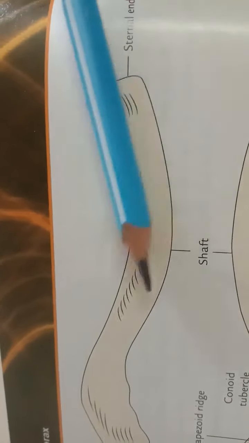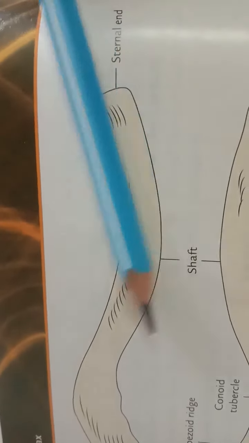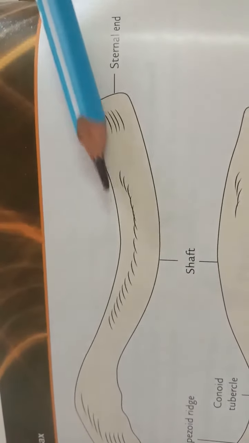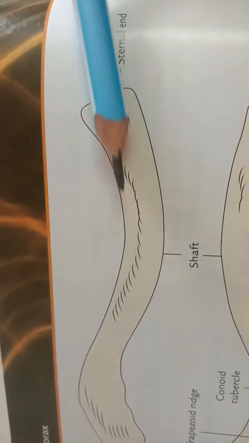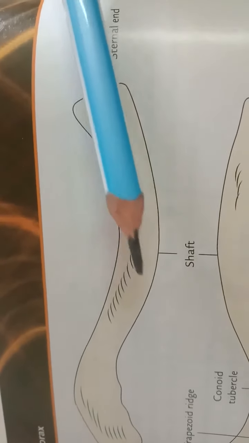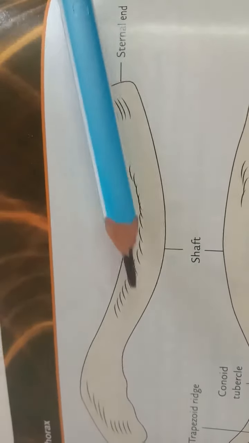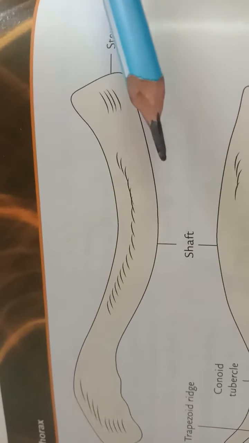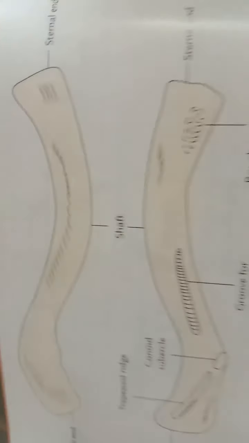Let's see the anterior surface. The anterior surface is convex forward. The posterior surface is smooth and concave. Then the superior surface, this upper surface, is rough on its medial side; here you can see it is irregular and rough. And the inferior surface is rough and shows an oval impression at its medial end.